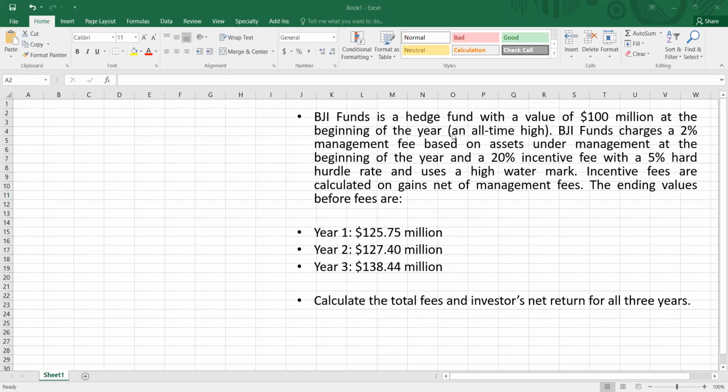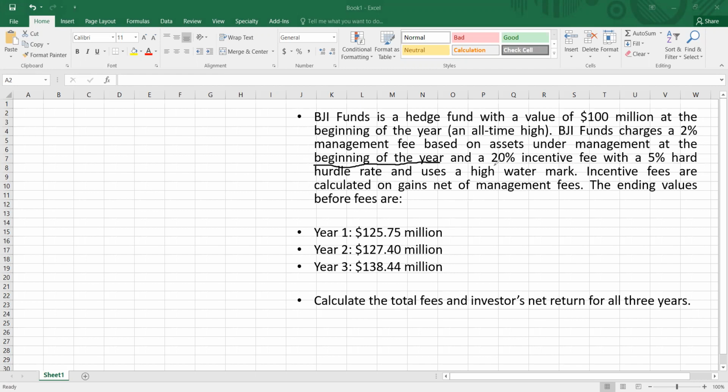BGI funds is a hedge fund with a value of 100 million at the beginning of the year. BGI funds charges 2% of the management fee based on asset under management at the beginning of the year. Okay, here's the key point. This is very important. Beginning of the year. So the management fee will be paid from the beginning amount of the year, not end of the year. If it was set at the end, then the condition was changed.